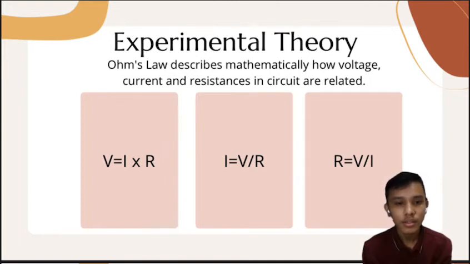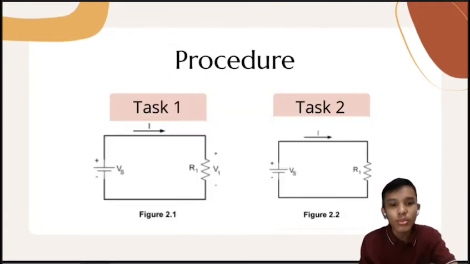Next, in the experiment task 2, we must set up the circuit with various voltage and find the current through the circuit. I want to talk about the procedure for task 1. Firstly, we must construct the circuit as illustrated in figure 2.1, where the voltage supply V equals 7 volt and R1 equals 1 kilo ohms.